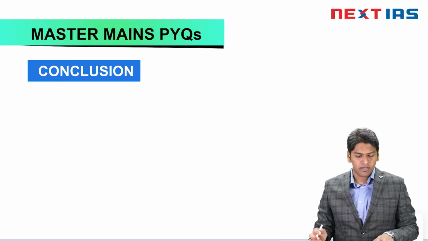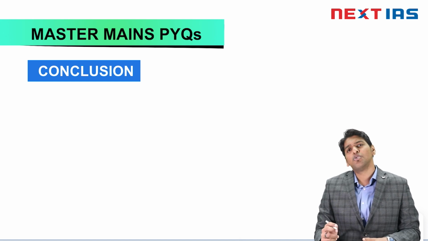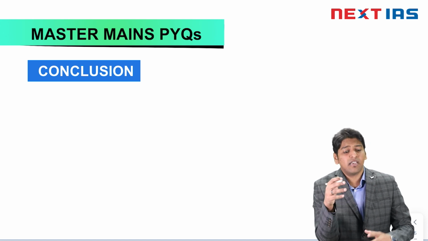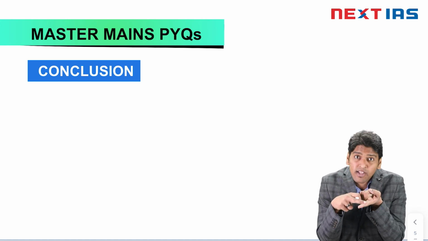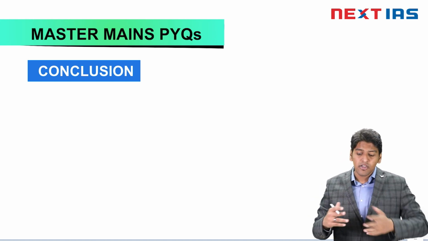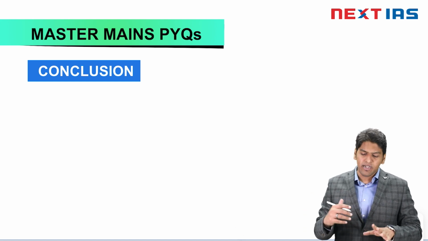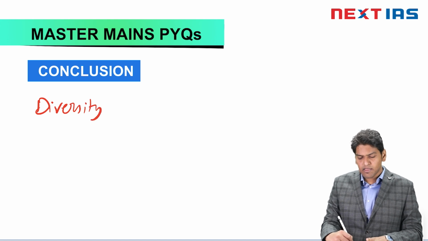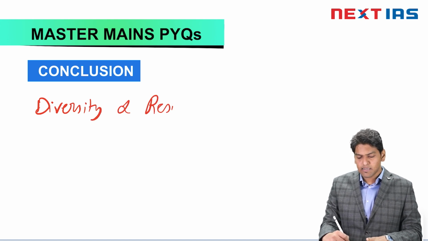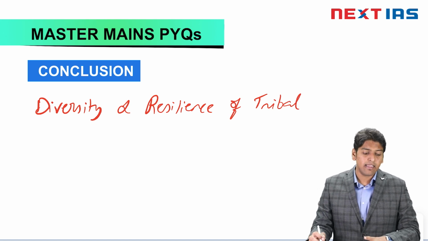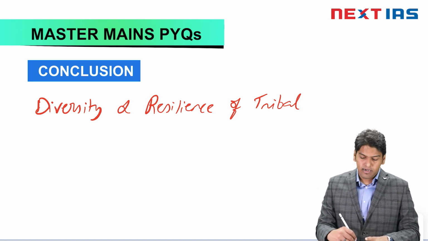Now coming to the conclusion. In conclusion, you can say there were different kinds of response. There were violent outbursts, there were non-violent movements, there were organized movements which joined the stream of the freedom struggle. So the different kinds of movements show the diversity and resilience of the tribal community. Another idea for the conclusion, you can talk about the tribal panchsheel.